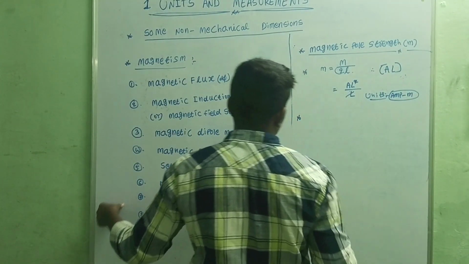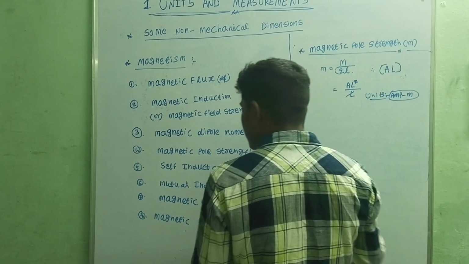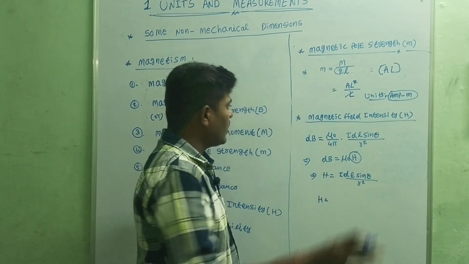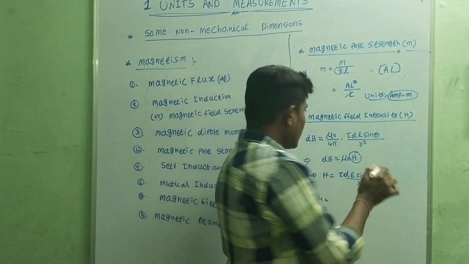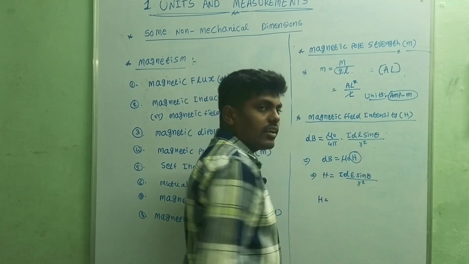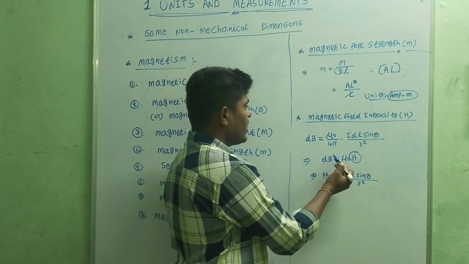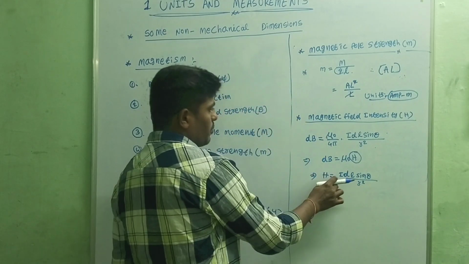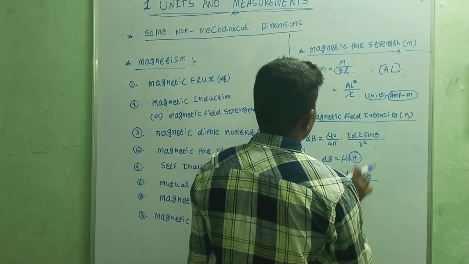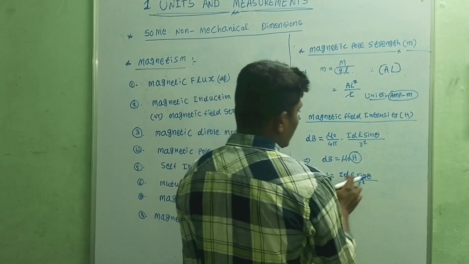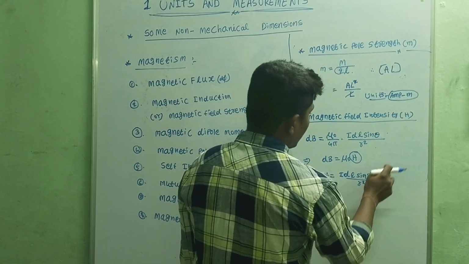So next we want to write about the dimensions of a magnetic field intensity. According to our Biot-Savart law, dB equals mu naught by 4 pi into I dl sin theta by r square. So here dB equals mu naught H. Now we want to write about the dimensions of the magnetic field intensity H. So H equals I dl sin theta by r square here.